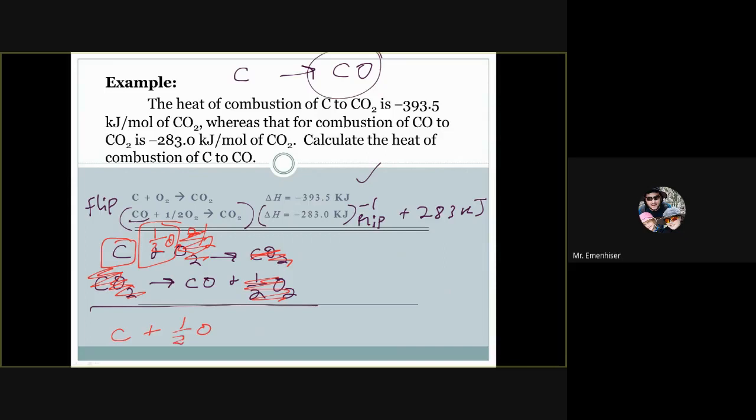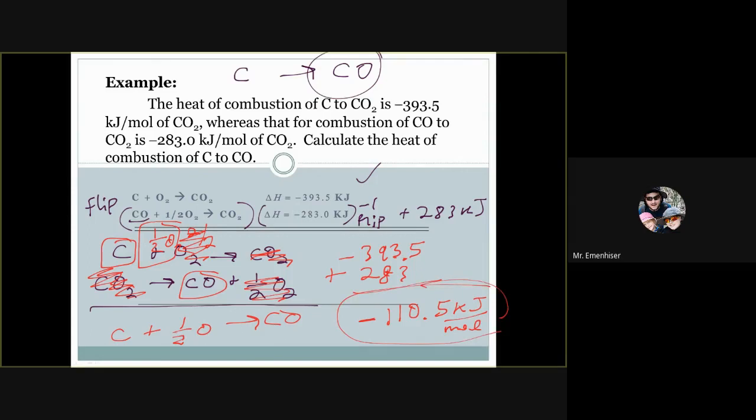Doesn't like it when I try to write the bottom. So carbon plus 1/2 O2 will make CO2. So just CO. So that's our reaction. Now we're going to take the negative 393.5 kilojoules from the first reaction, and we're going to add the 283 from the second reaction, and we'll get our net enthalpy for our target reaction, which will be negative 110.5 kilojoules per mole.